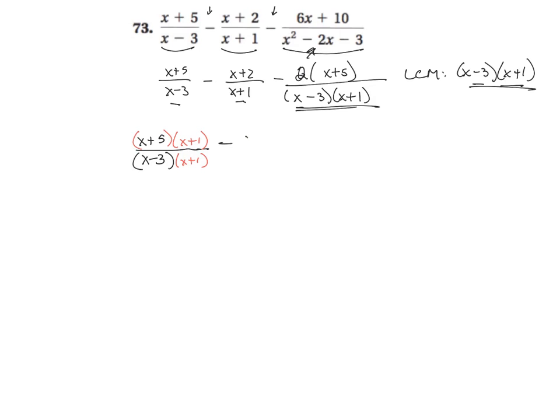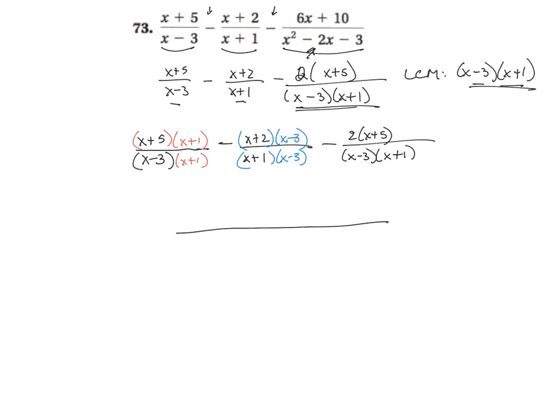Now minus, the next one is x plus 2 over x plus 1. But it needs an x minus 3 down there, so let's put an x minus 3 here. If I do it on the bottom, I also need to have it on the top. Okay, good so far. Minus 2 times x plus 5 on the top, and on the bottom it already has the whole denominator, so I don't need to change it at all. Now I've got a common denominator.